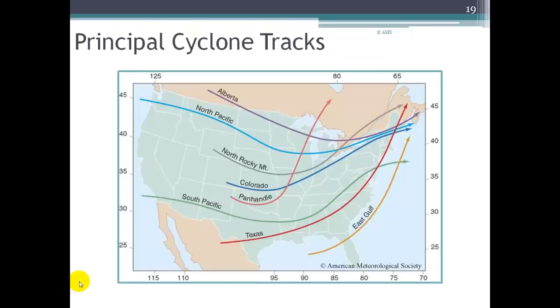Here's the map of principal cyclone tracks, and you can see they all have different names, and they all kind of converge in the northeast because that's the general flow of the polar jet.